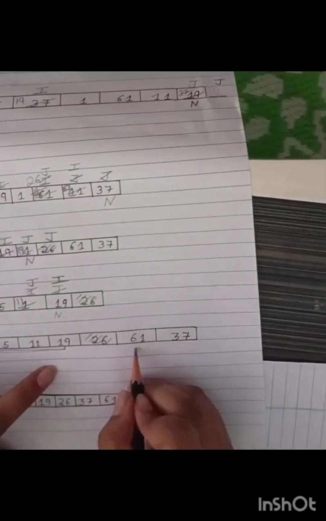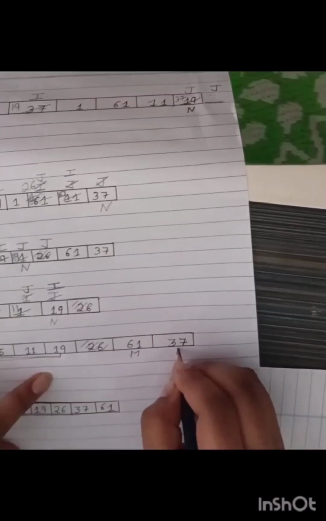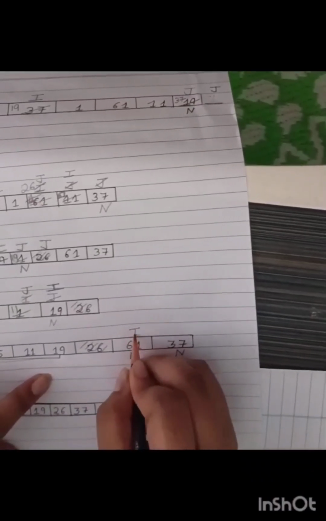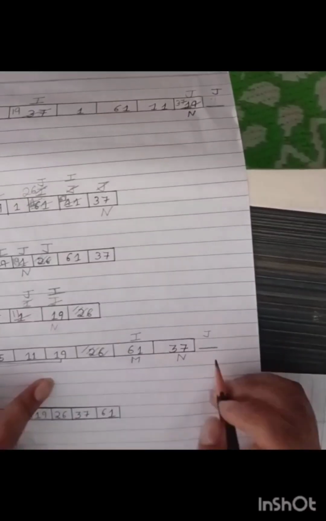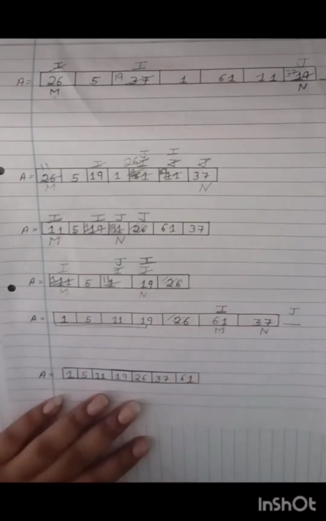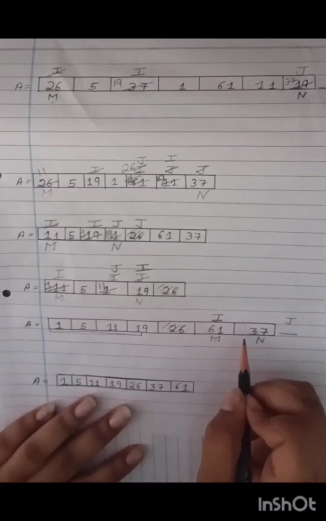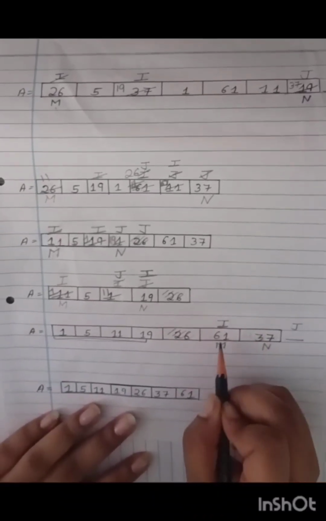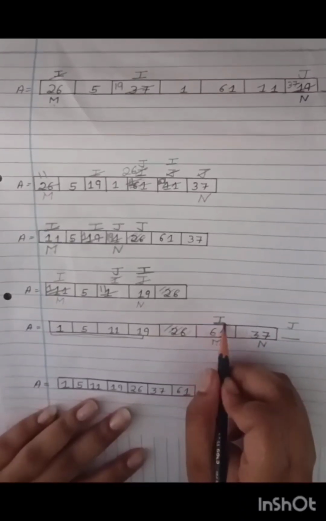Now we have to solve this second part. Here is our m, and here is our n. M is equal to i, and j is equal to n plus 1, meaning here. Now we have to check the condition where i is greater than m. Here the value of 37 is less than 61, so we can't move our i. We put our i here only.